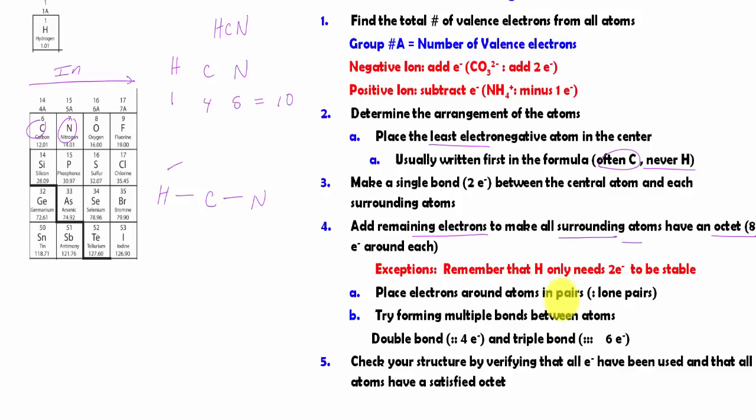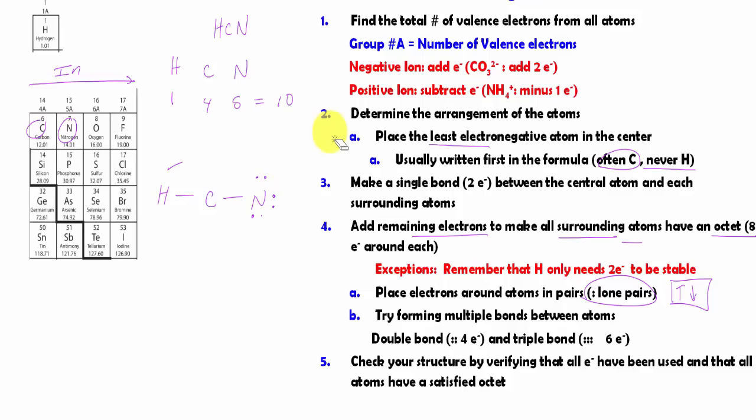So again, we place them in lone pair format because our orbital diagram is like this: one goes up, one goes down, with 2 electrons. So we have 1 lone pair there, 1 there, 1 there, and 1 here. That gives us a total of 2, 4, 6. So we have used a total of how many electrons?